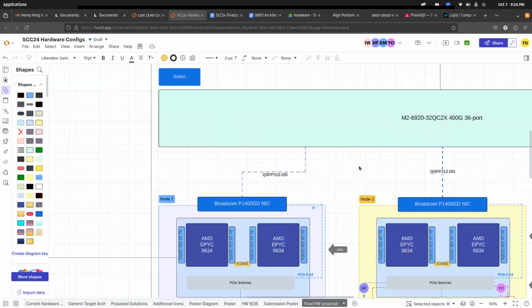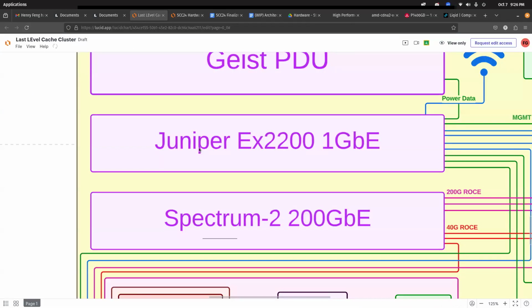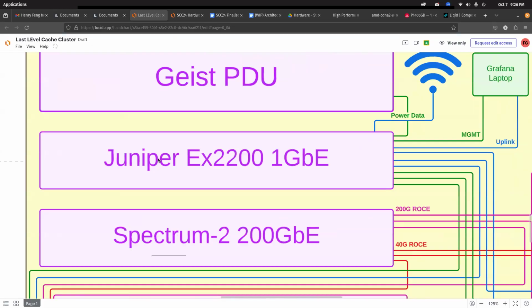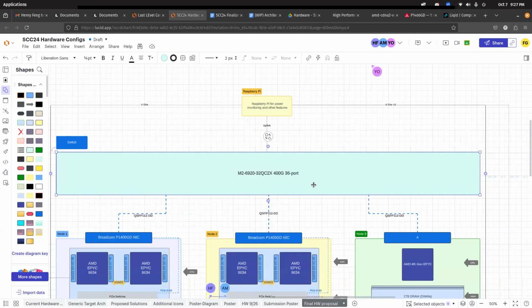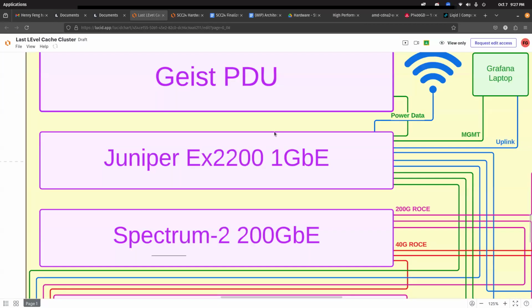Someone was saying that. Okay, what does need to be added is another switch, guys. Just add another switch called Juniper EX, this thing in front of me, and just have a 1 gig connection to this. Sorry, 1 gig connection from what? To another switch called this Juniper EX2200. In fact, I'll just add it myself, just so you know what we're talking about. This is our uplink switch.